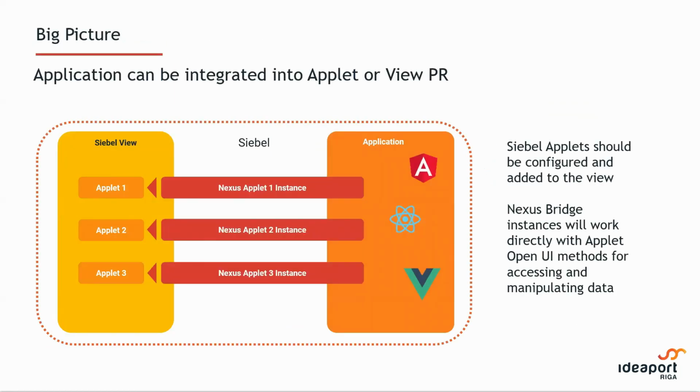We'll try to look at the big picture of the technical architecture. The application can be integrated into the physical renderer, into the applet or view. Later, we will use the view physical renderer, but it can also be done inside the applet physical renderer. Here you can see the Siebel view on the left, where applets are configured, and the application on the right. The Nexus bridge, as an instance of the Nexus class, is created for each applet, which allows us to manipulate the data inside these applets.